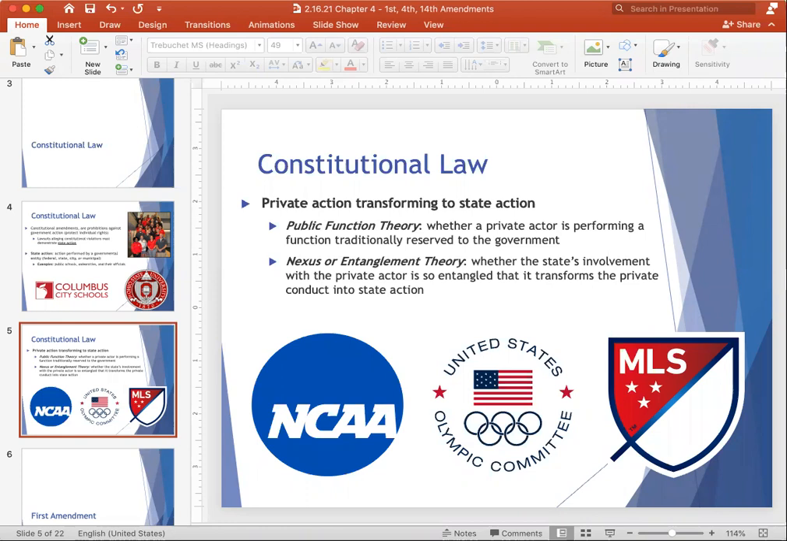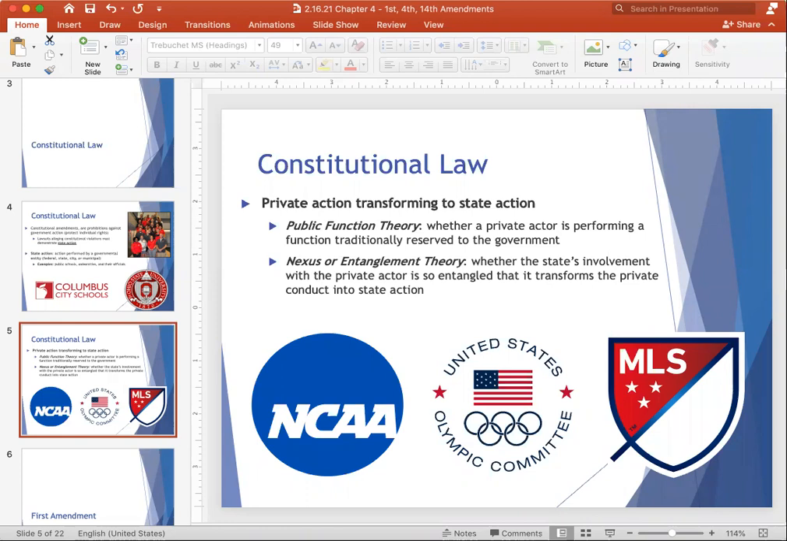And the other one, nexus entanglement theory, examines the relationship between the state and private actor and whether the state's involvement with the private actor is so entangled, I want to emphasize that, so commingled and entangled that it then transforms the private conduct into state action, which is then subject to constitutional review. So this relationship between the private actor and the state must be more than just receiving state funding or being regulated by the state or having access to a public facility. It needs to be joint participation between the state and private actor.